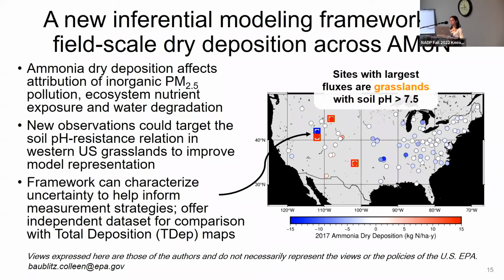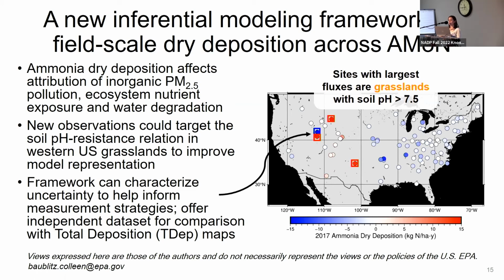Okay, and so I have just a quick summary slide. Here we've developed a new inferential modeling framework for field scale dry deposition across AMON broadly. This has influence in particular for fine particle pollution, ecosystem nutrient exposure, as well as water degradation. We've identified that high soil pH western grasslands would be an especially useful place to have new constraints on our model representation of ammonia dry deposition.